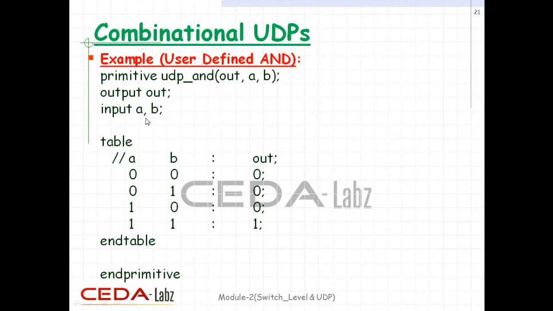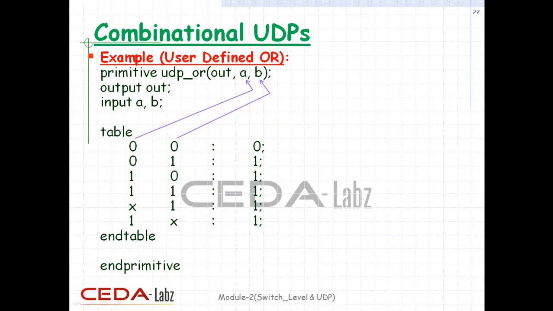Then comes the state table entry, which is the same as the logic table. We can change the values of output accordingly, as it is user defined. The table is ended by the keyword endtable and the primitive is then ended by the endprimitive keyword. Similarly, here we design a user-defined OR.